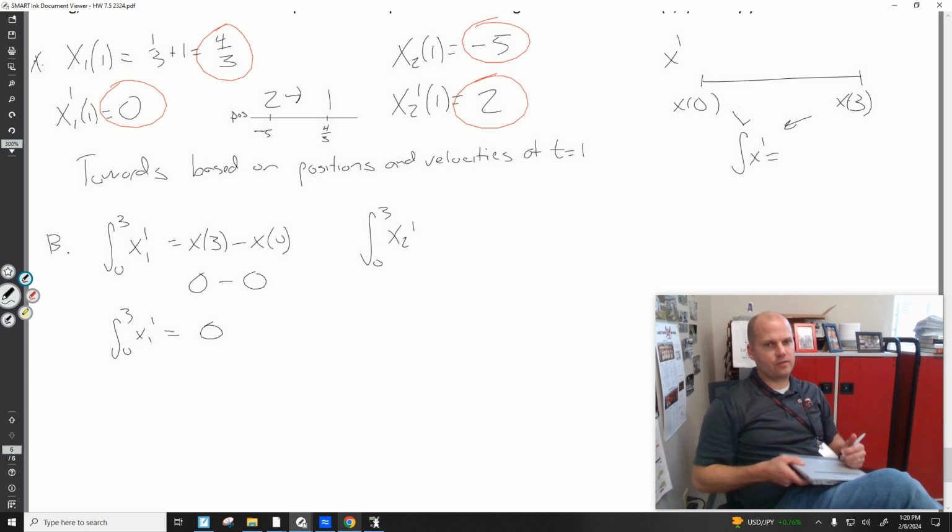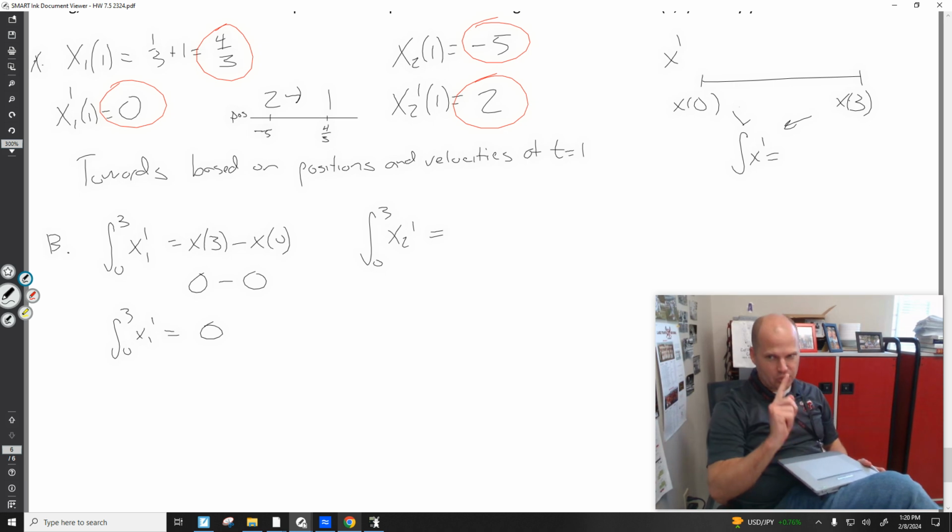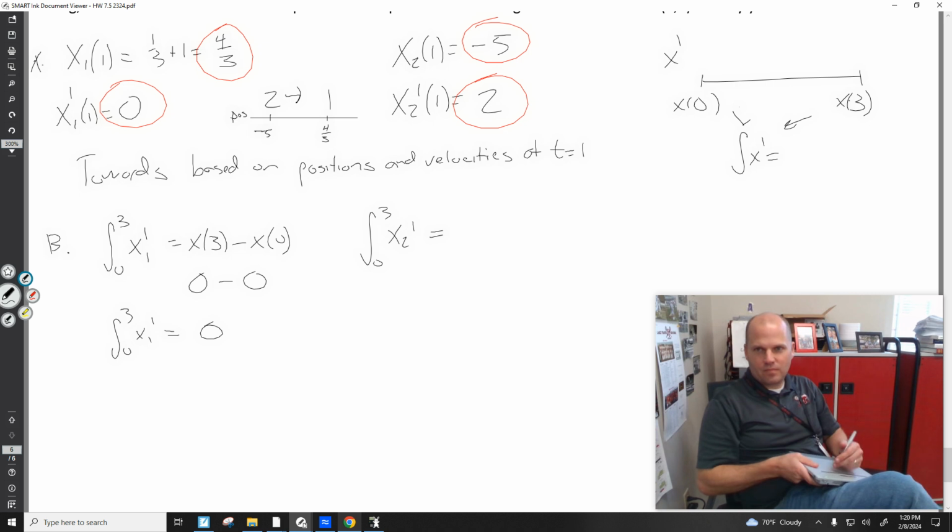And that's all you have to write. You don't have to justify anything. Do we move? Yes, we certainly moved. But we actually started at 0, and then 3 seconds later, we're back to the position of 0. X of 0 is 0. X of 3 happened to be 0. There's some motion in between. We have to go right and left, but we'll end up overall displacing 0.